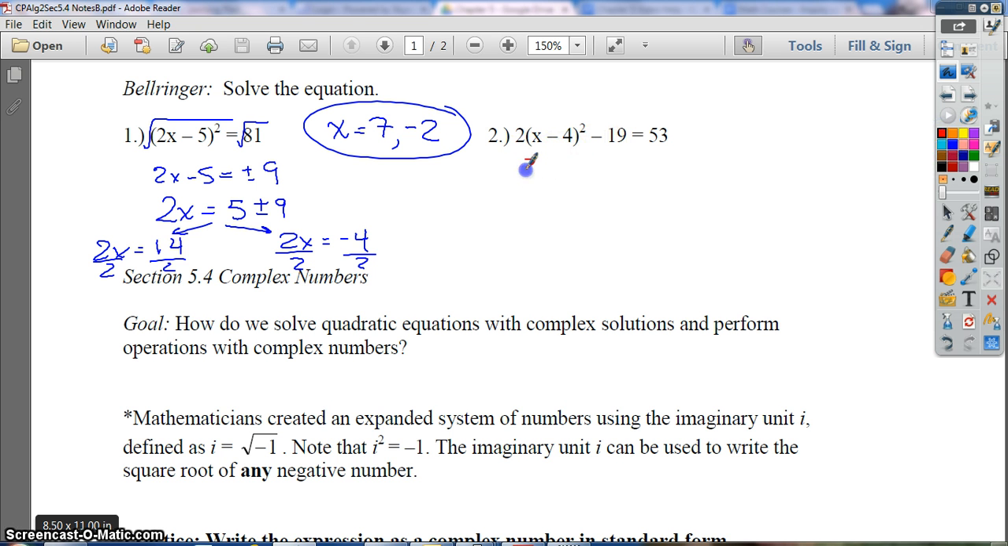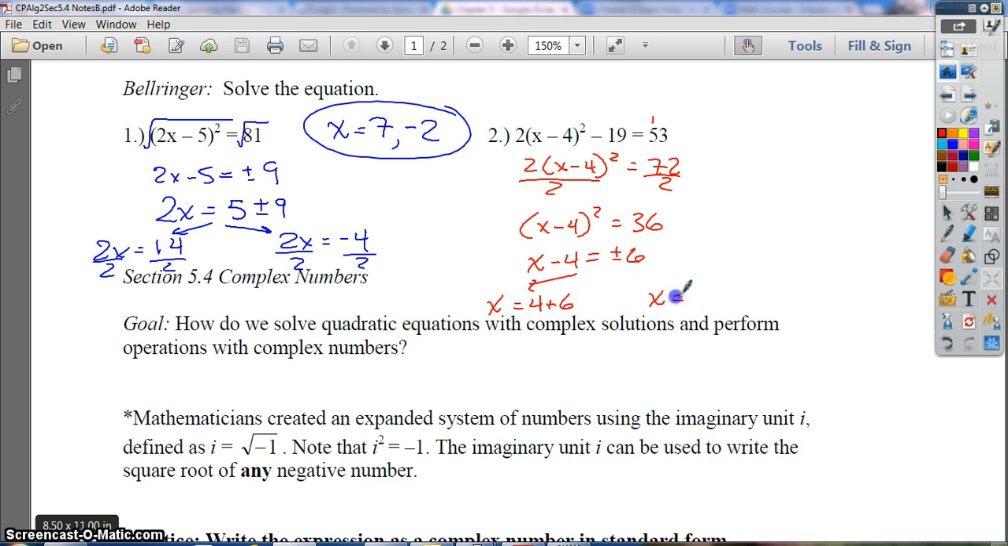Number 2, add 19 over. So that's going to give me, let's see, 12, carry that, 72. I'm going to divide that by 2. So x minus 4 squared equals 36. I'm going to take the square root of 36, which is plus or minus 6. So my positive answer will be x equals 4 plus 6, and for my negative one, x equals 4 minus 6. So we're looking at 10 and negative 2.